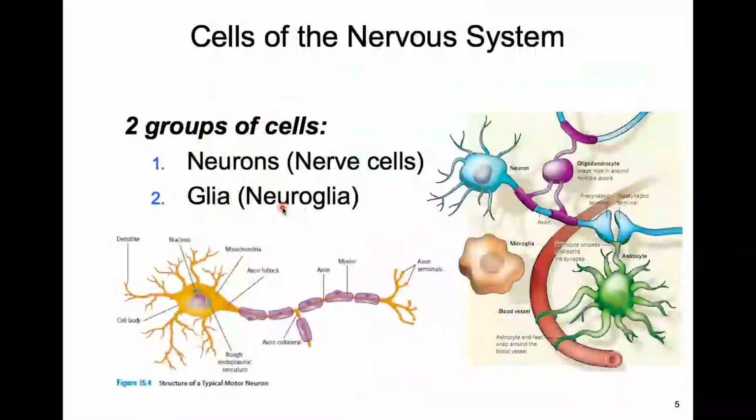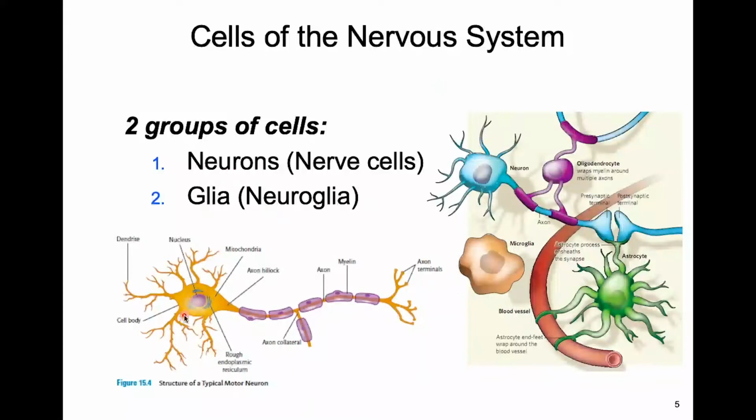Now, within our nervous tissue, just think back, right, to the levels of hierarchy. Our most basic level was chemical. And then one step up, we are all made up of cells, right? So we're going to be looking at those cells. And remember, we put together specialized cells to make the tissue. So within our nervous tissue, we have two different types of cells. We have neurons, which are our nerve cells, and then we have glial cells, which are also known as neuroglia.